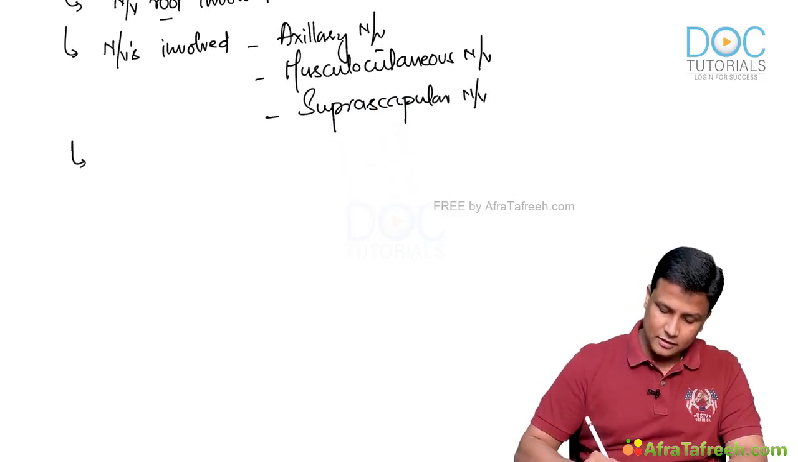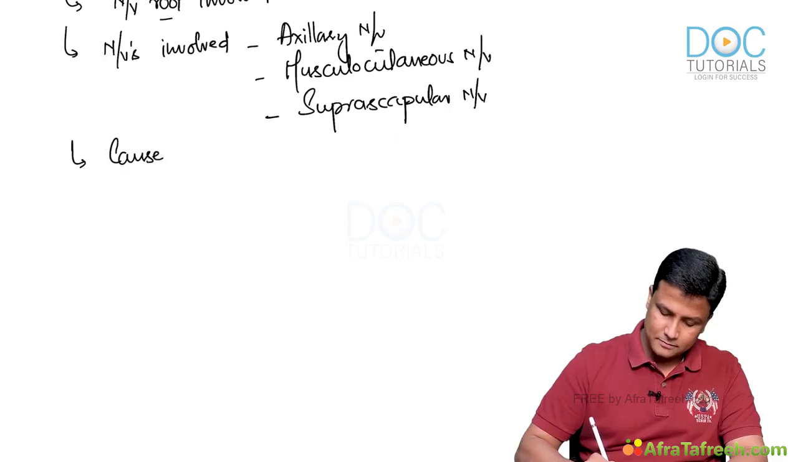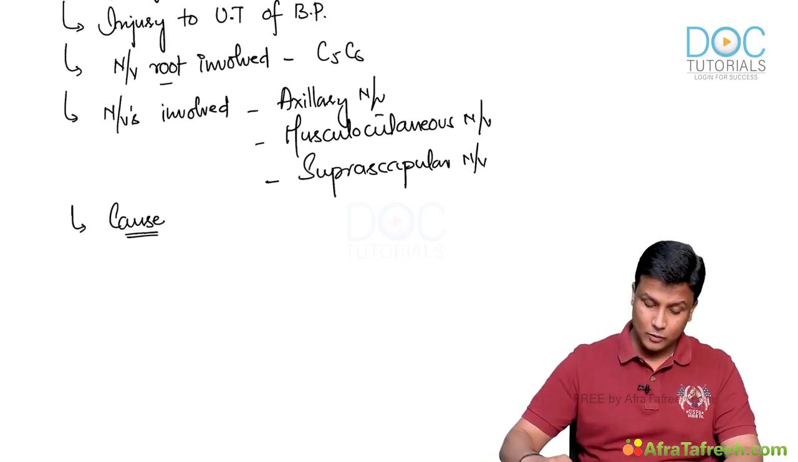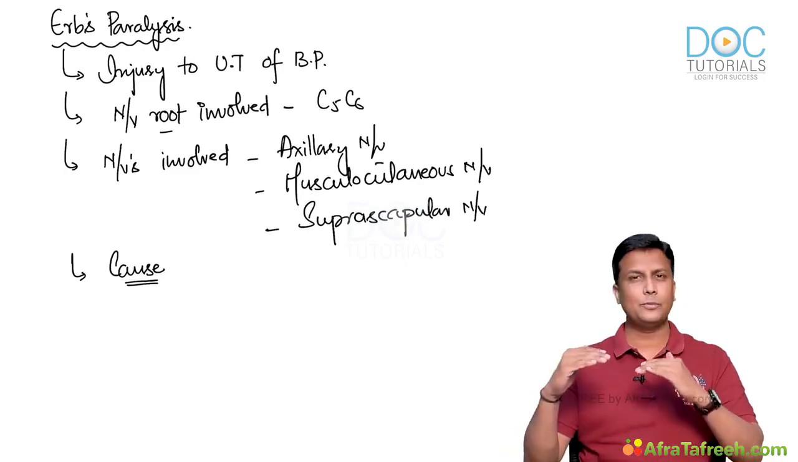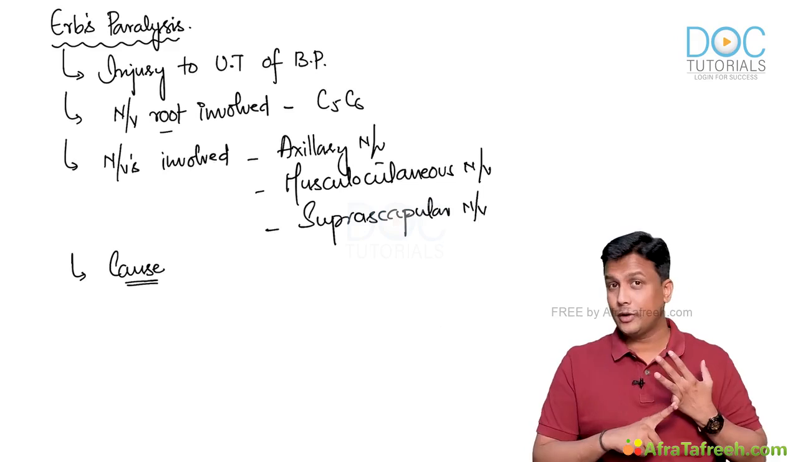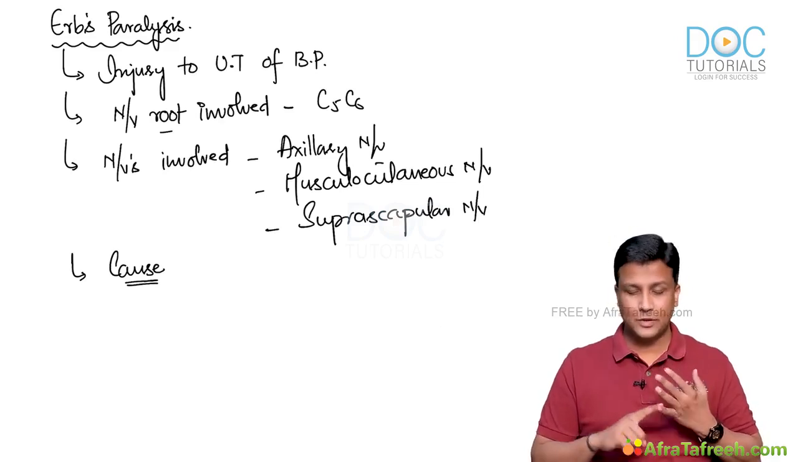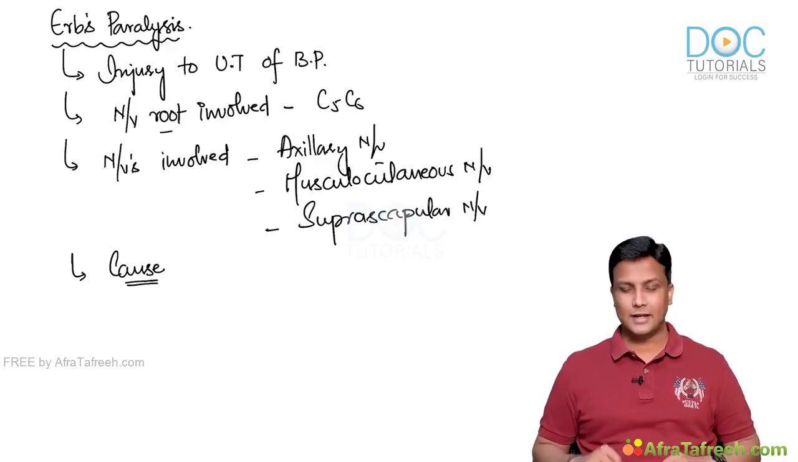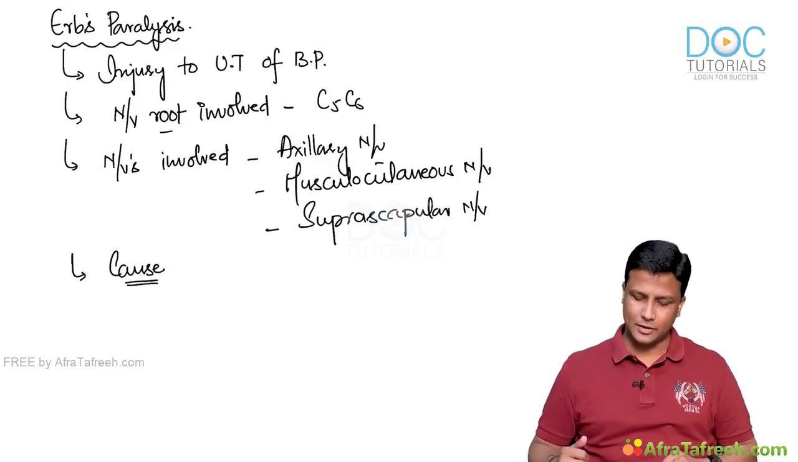The next thing here, what is the cause, guys? Write in the notes very clearly, guys. Whatever notes I'm giving you here, every point is like one MCQ, sir. So what is injury to upper trunk? Erb's paralysis. What is the nerve root involved? C5 and C6. What are the nerves involved in Erb's paralysis? Axillary nerve, musculocutaneous and suprascapular.